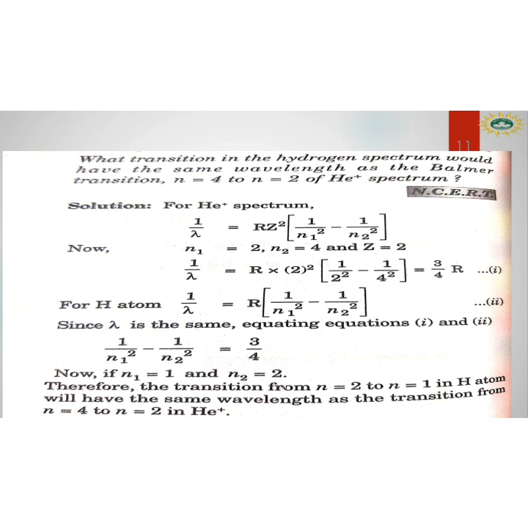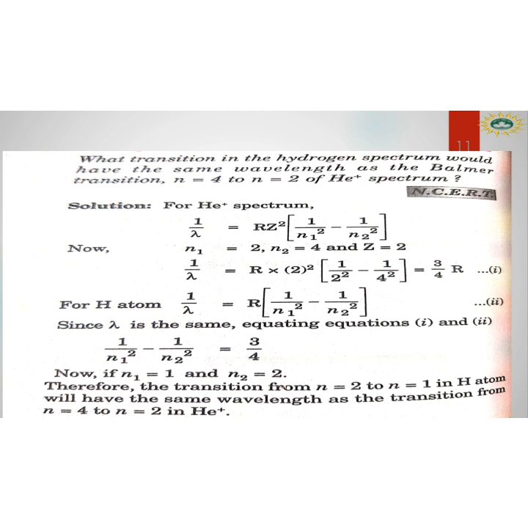So helium plus means its atomic number Z is equal to 2. So 1 by lambda in that energy term is R Z square into 1 by ni square minus 1 by nf square. The value of ni, the initial value, is 4 here, and the value of nf, the final value, is 2. So 1 by lambda is equal to R into 4, 1 by 2 square minus 1 by 4 square. If you calculate it, you'll get the value 3 by 4 R.